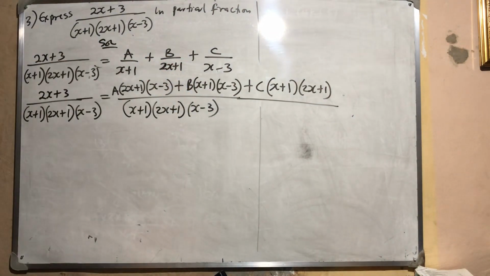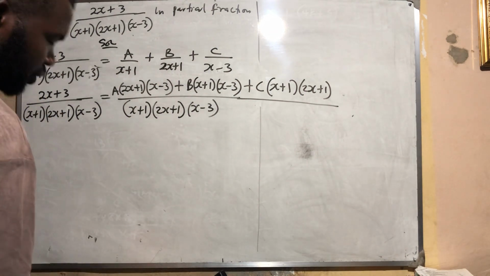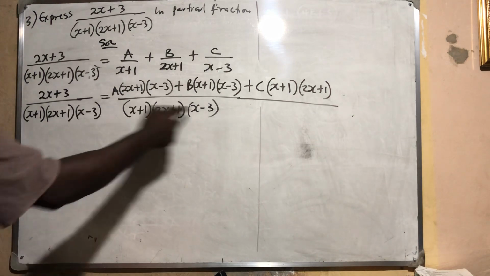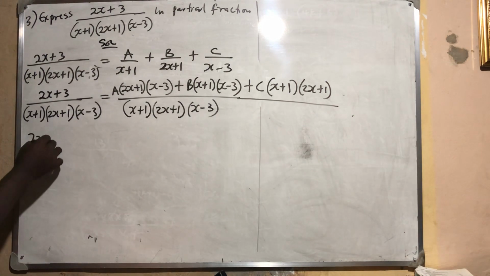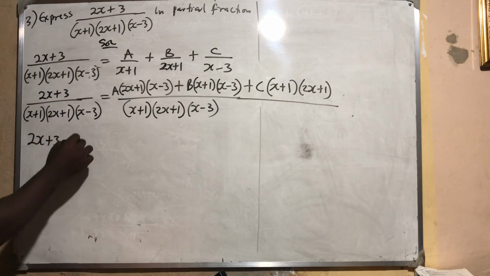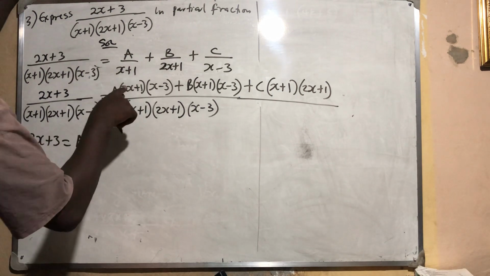All right? So the next thing you do is the denominator cancels the denominator. But please don't cancel it in your brain. Just know that this one cancels this one. I'm left with only the numerator. And the numerator is what? 2x plus 3 is equal to A in bracket of, let me multiply. I want to clear this.